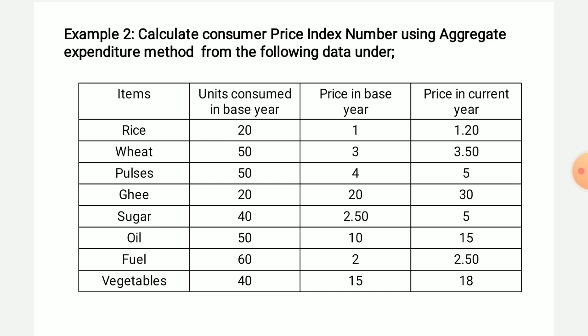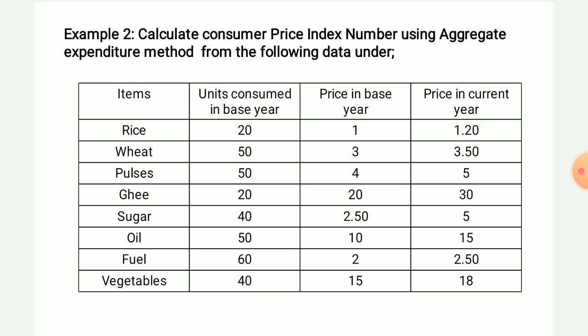Now take the second problem. Calculate consumer price index number using aggregate expenditure method from the following data. Here different items are given, and units consumed in the base year, meaning Q0, the quantity for the base year, and price in base year P0, and price in current year P1 are given.